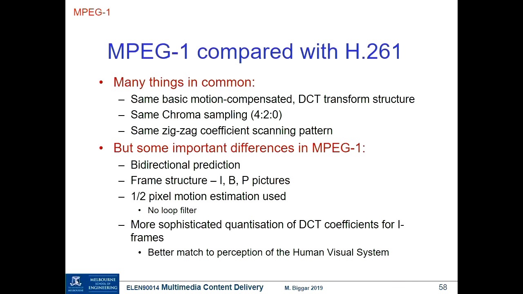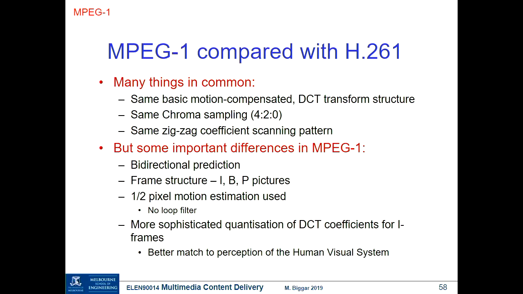Okay, so let's look at a couple of the technical differences between MPEG-1 and H.261. Many things were in common. It uses that same basic motion compensated DCT transform structure that we investigated. It uses the same chroma sampling of 4:2:0, which means we subsample the chrominance by a factor of 2. It uses that same zigzag coefficient scanning pattern, but it introduced a few differences. One of them is bidirectional prediction, which we'll talk about in just a second on the next slide, and the resultant different frame structure. Don't worry too much about that. We'll explain that in just a second.